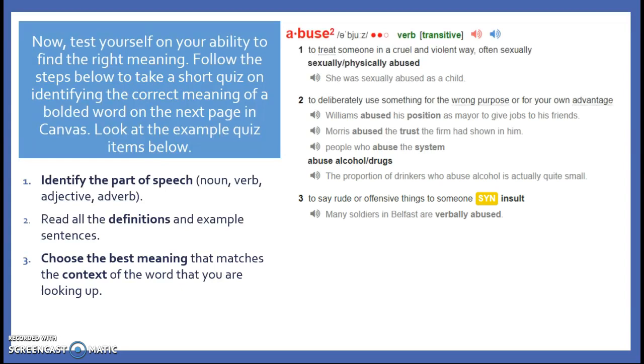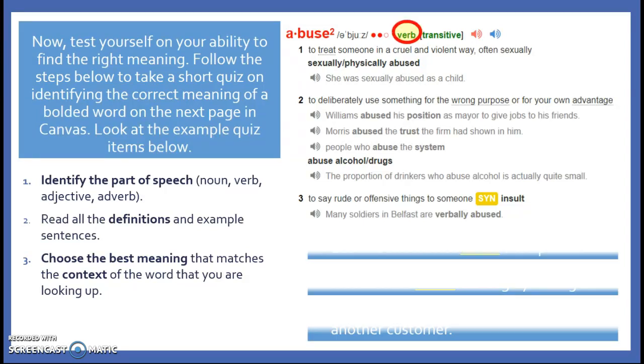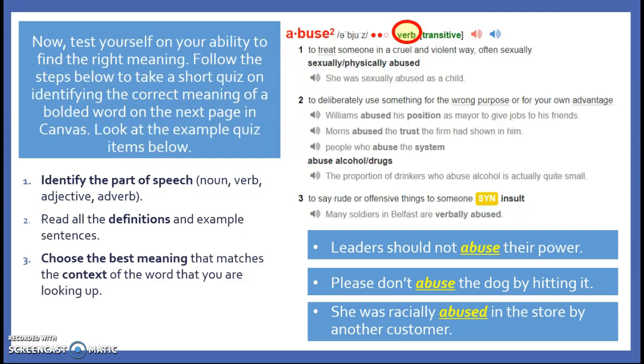So for example, our word here is abuse. It's a verb, but it has 3 different meanings. Take a moment to look at these 3 example sentences and determine which dictionary meaning is being used in that sentence. Click on the pause button right now to write down your answers or think about the sentences. All right, let's take a look at the answers.